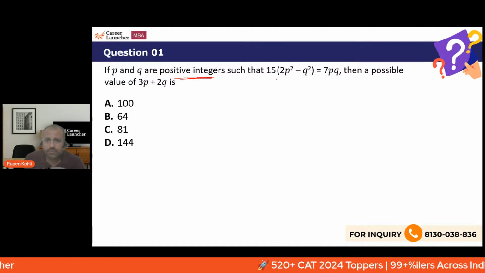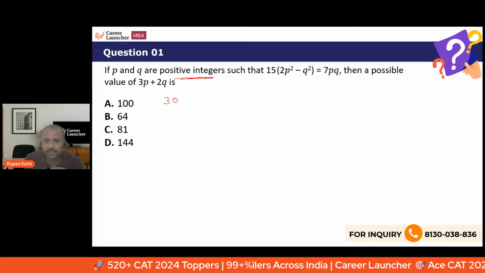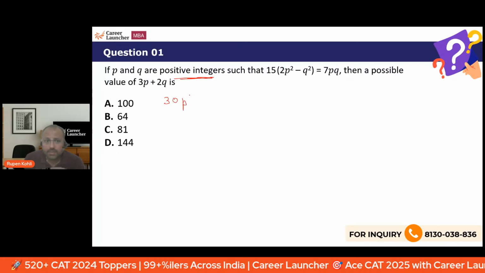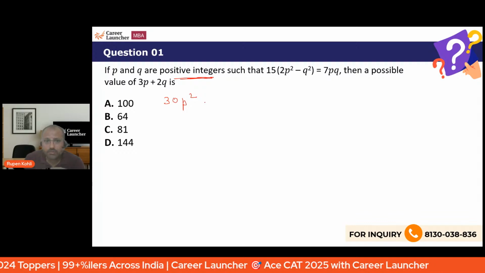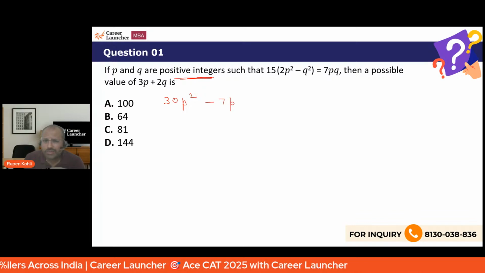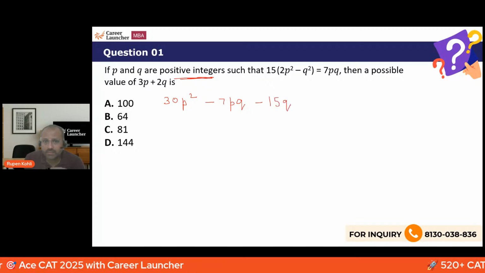Let's work first of all with what we are given. Let's simplify that. Expand everything. So we have 30p square, take 7pq over here, so that it looks like a quadratic expression, minus 7pq minus 15q square is 0. That is what we have.